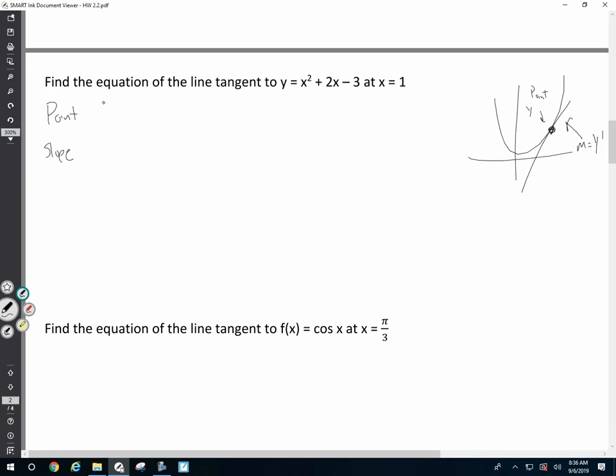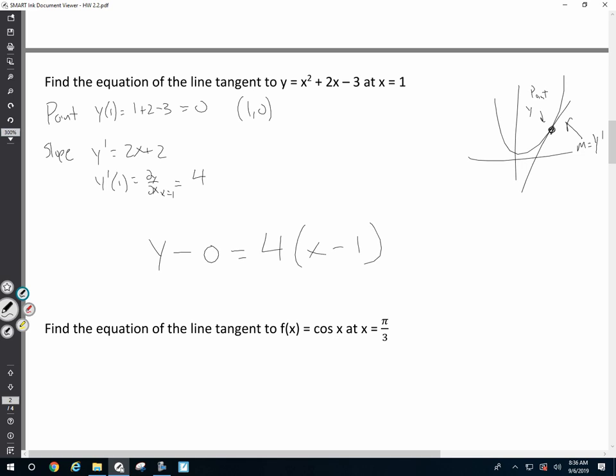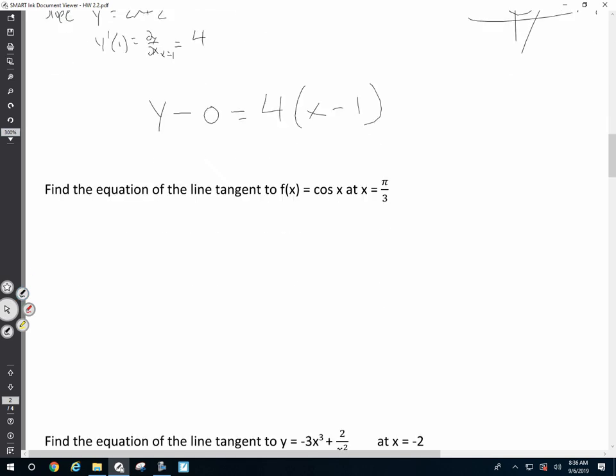So point, y at 1. 1 plus 2 minus 3, 0. Nice. So this is located at 0. Y prime, 2x plus 2, y prime at 1, or dy dx at x equals 1 is 4. Okay, y minus, my point is 1, 0, equals m, tangent slope, x minus x1. Piece of cake.